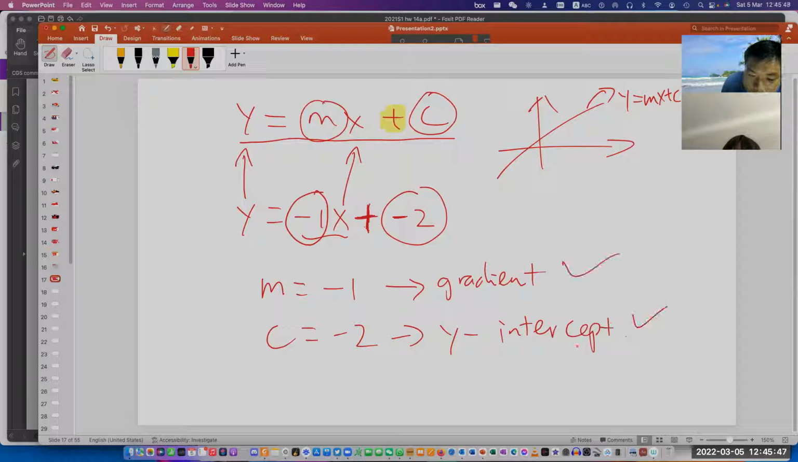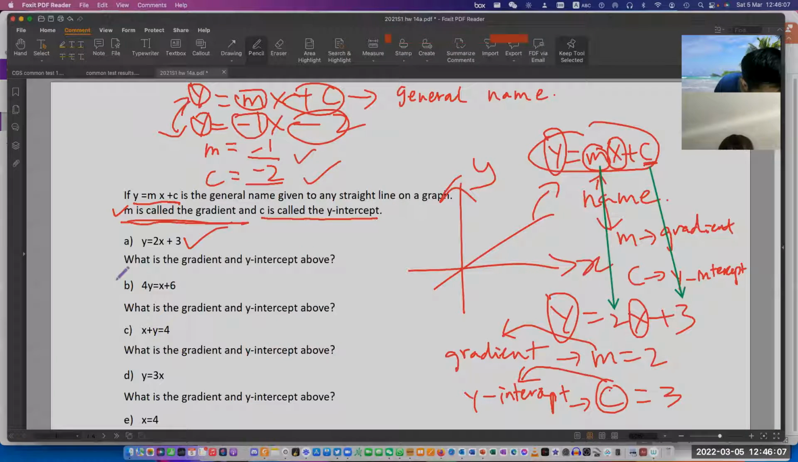I'm going to explain the gradient and y-intercept later on. Okay? What's the meaning? Instead of just asking you to memorize the names, I'm going to give you the meanings later on. But at least we need to sort out this first. Okay? Next question, which is this one.